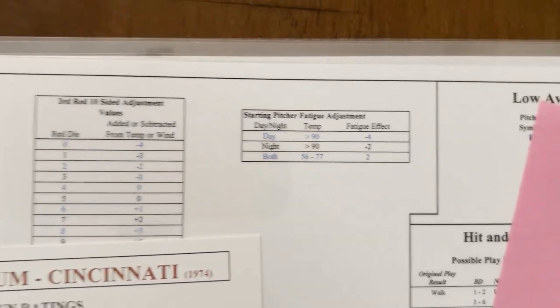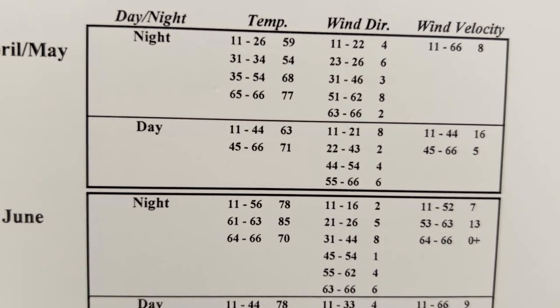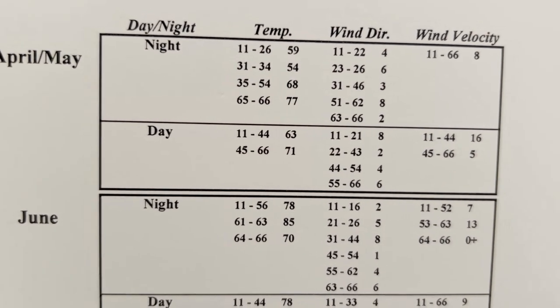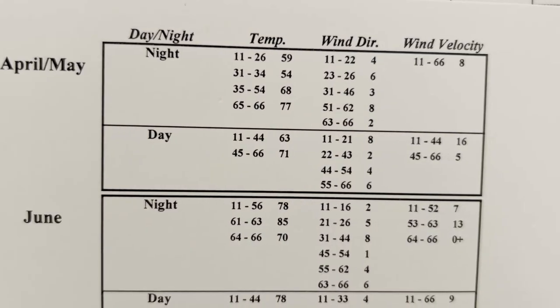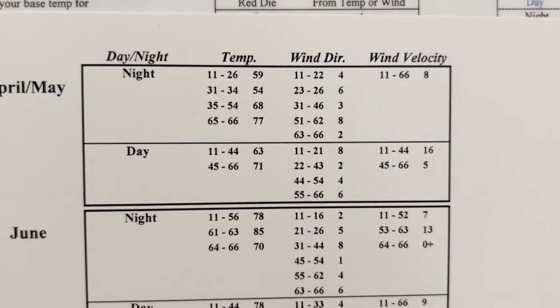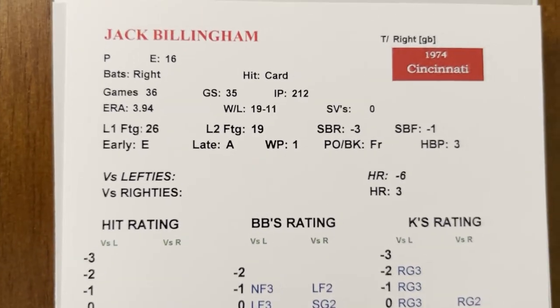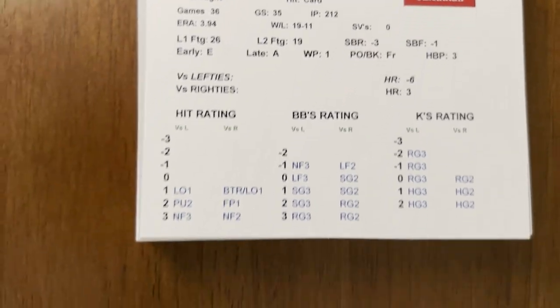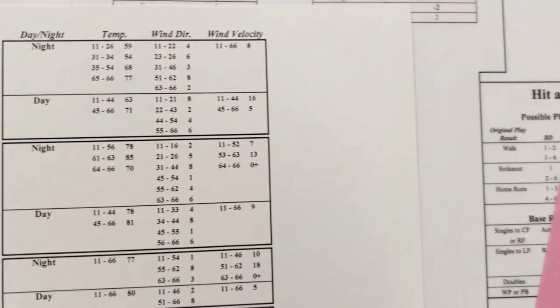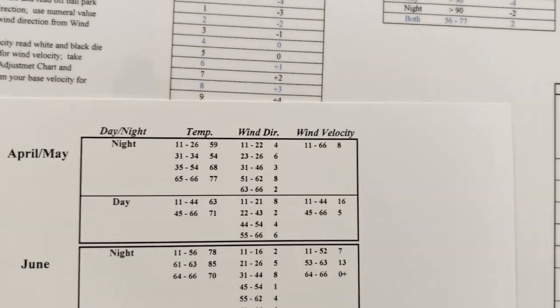So if it were a cooler day, let's say we were talking about a game in April, during the day, odds are pretty good with those base temperatures of 63 and 71 that the final temperature would fall somewhere between 56 and 77. And if so, Billingham's fatigue would go to 28 and 21. So he would be less susceptible to fatigue. So that's how weather impacts fatigue and home runs.